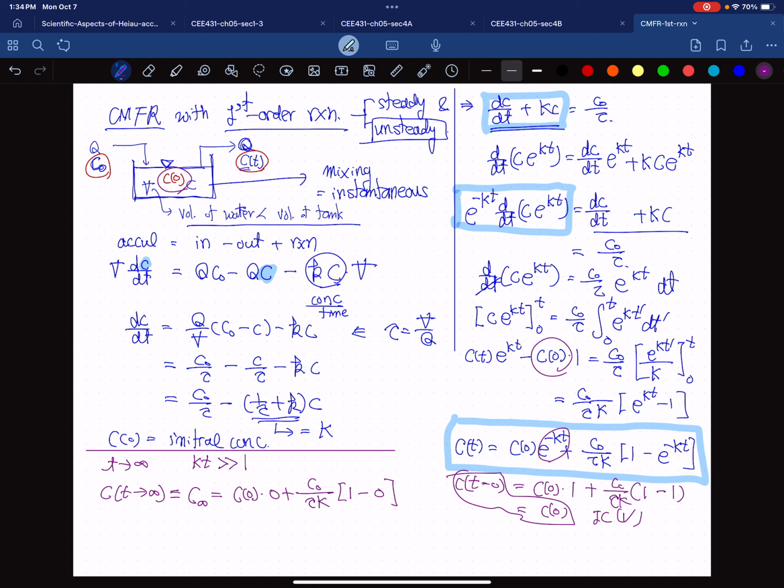So if t is very, very large, or t is much, much greater than 1 over k, then the effect of initial concentration is negligible. And then this term is also 0. So it is C0 over tau k. And recall that k is this guy, C0 over 1 plus k tau. So this is actually the concentration in steady state.